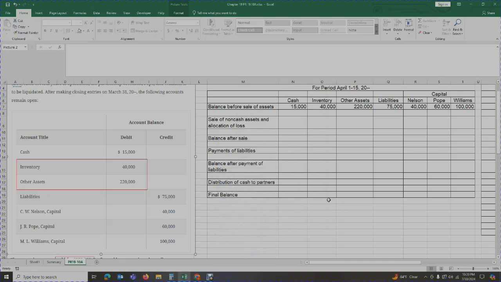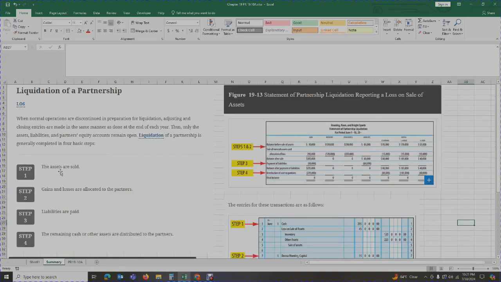So let's complete step number 1, the sale of the non-cash assets, okay? Because we are selling them, I am going to reduce my inventory balance by 40,000. I'm going to reduce my other assets balance by 220,000 because I'm selling these assets. How much cash did I receive for these assets? I got $230,000 in cash. That is step number 1, the assets are sold.